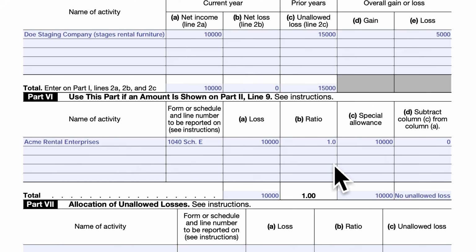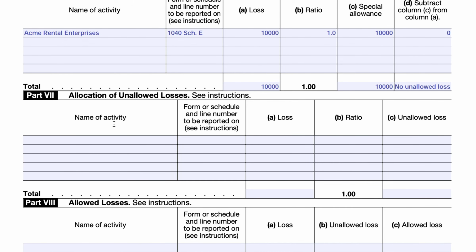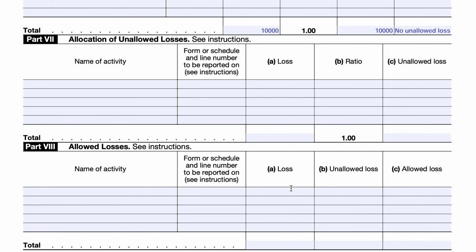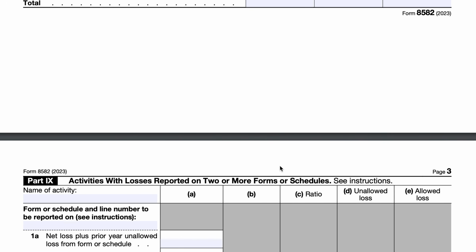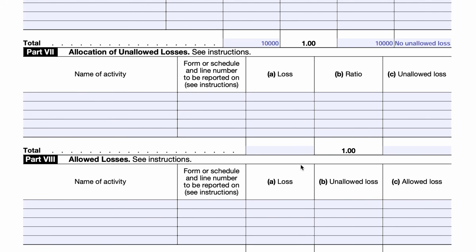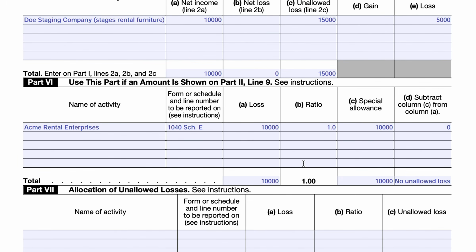But if there were, that's what Part 7 is for. Part 8 would differentiate the allowed losses. And then Part 9 would be reporting activities with losses on 2 or more forms or schedules. So again, that's outside the scope of this example. Perhaps in a future video, we'll circle back to that kind of situation.